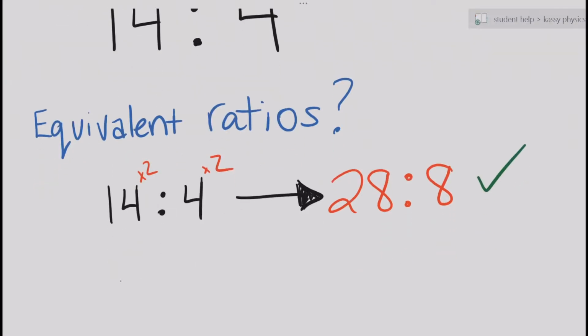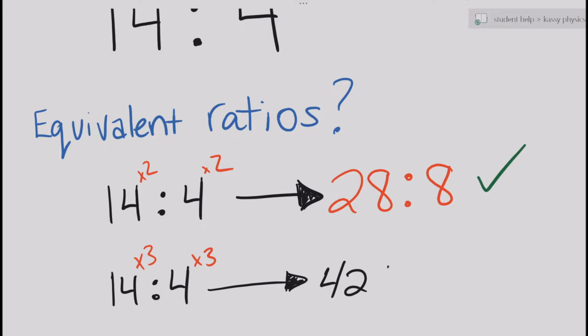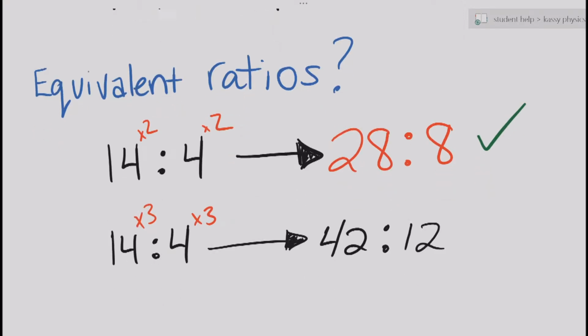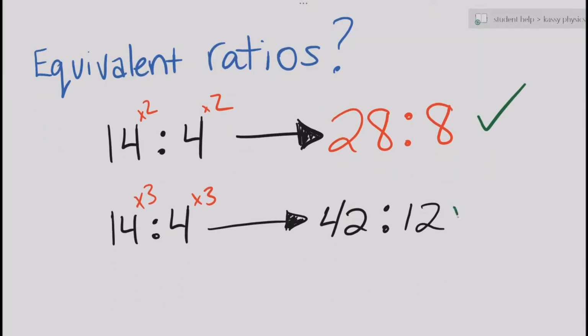I could have started with 14 to 4. And instead of multiplying by 2, I could have multiplied by 3. Seems a rather unpleasant thing to do, but I'm allowed. In that case, what's 14 times 3? Well, 10 times 3 is 30, 4 times 3 is 12, so that'd be 42. And 4 times 3 is 12. That would also be an equivalent ratio. Yay for me.